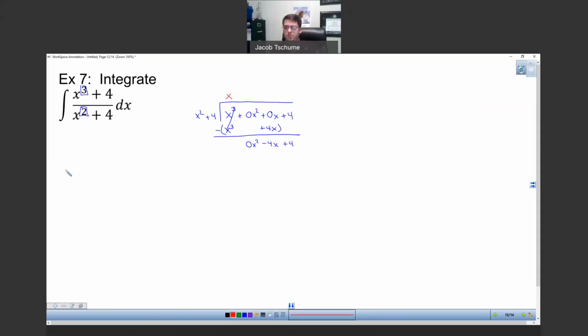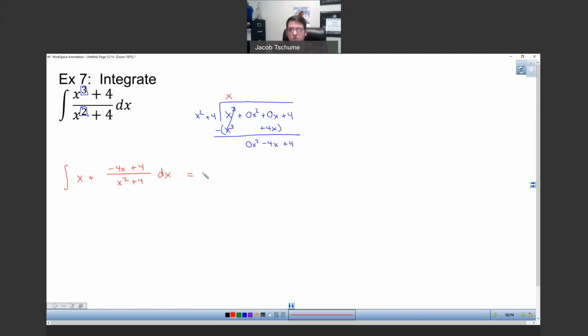When I rewrite this problem, that means I'm going to have an x, and then I have to add to this my remainder, which is negative 4x plus 4 over x squared plus 4 dx. We actually saw this idea a little bit earlier today when you have this irreducible quadratic left over and it doesn't integrate perfectly. You need to break it up one more time using a different strategy.